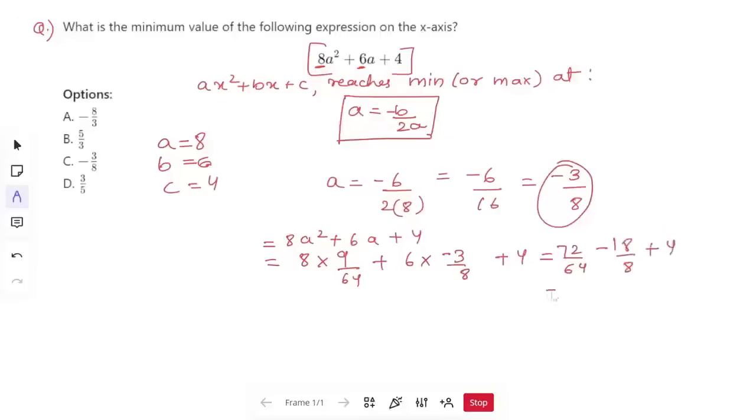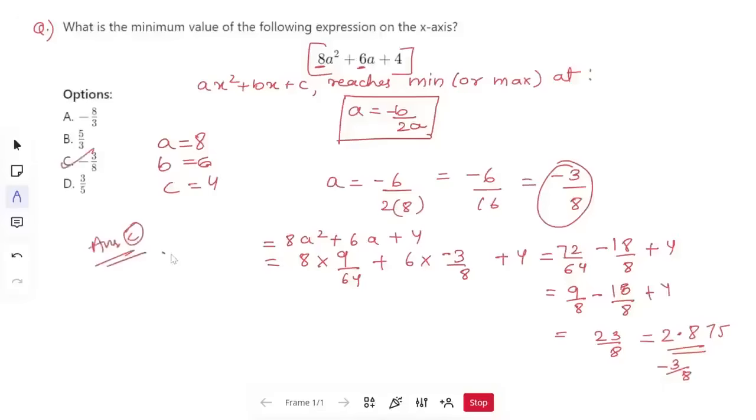Now we will further solve it by taking the LCM. First of all, I'm cancelling this out. So 9 by 8, cancelling it with 8, 9 by 8 minus 18 by 8 plus 4. Finally solving it completely will give us 23 by 8, which is equal to 2.875. If you convert it into mixed fractions, it will be minus 3 by 8. So the correct answer is going to be option number C for this question. Hope you have understood it. Let's now move on to the next question.